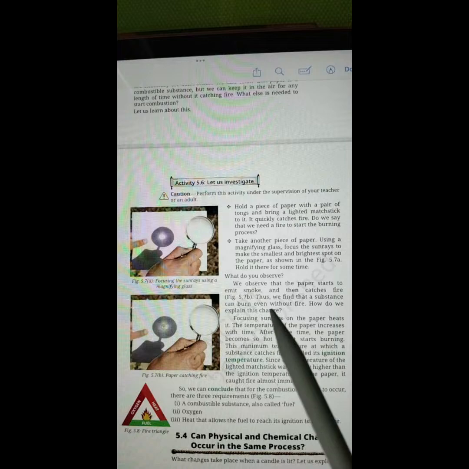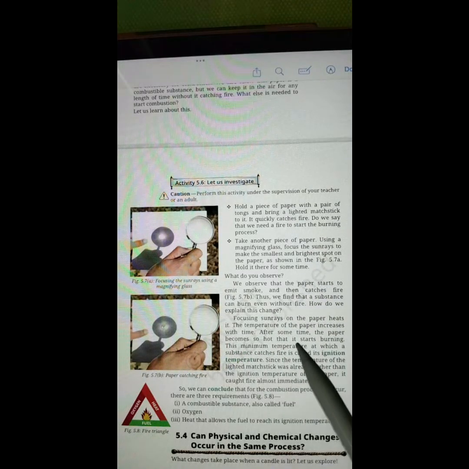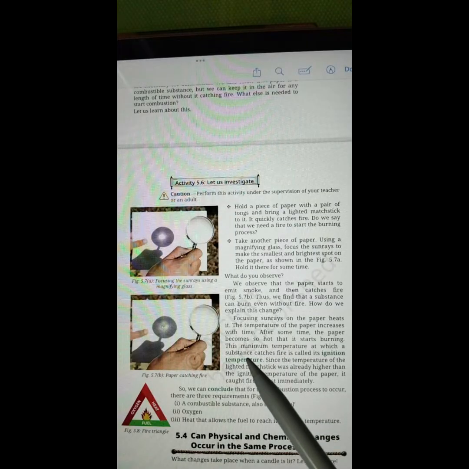How do we explain this change? Focusing sun rays on the paper heats it. The temperature of the paper increases with time. After some time, the paper becomes so hot that it starts burning. This minimum temperature at which a substance starts to burn is called ignition temperature.